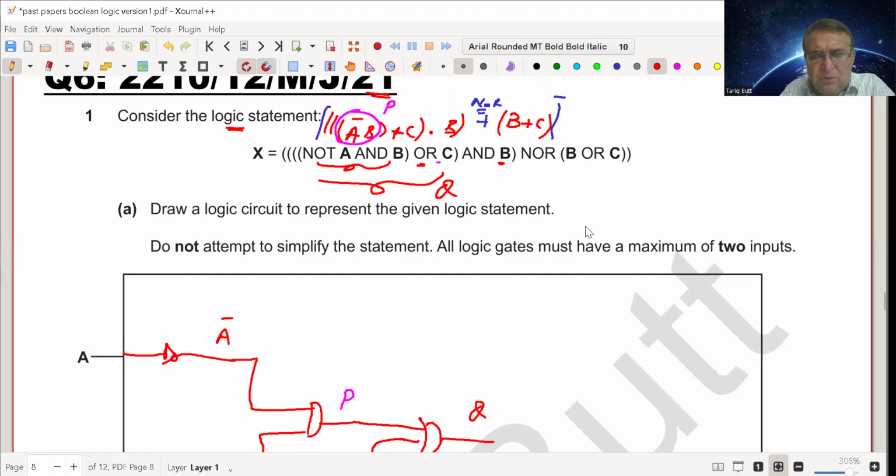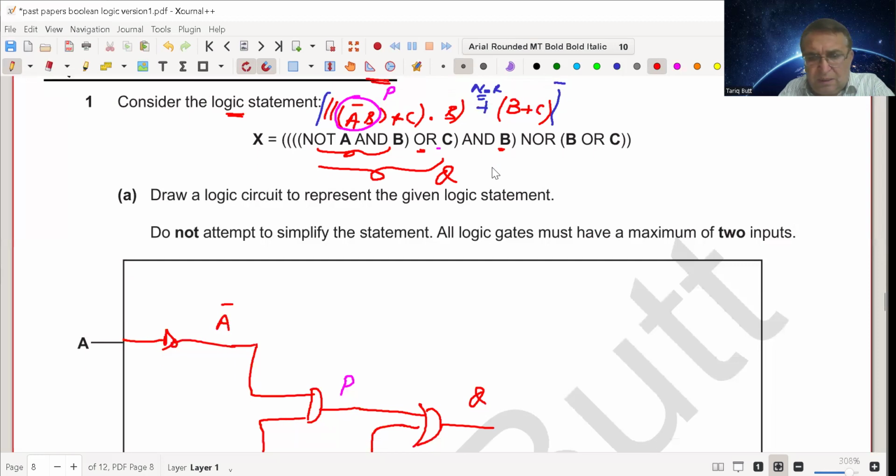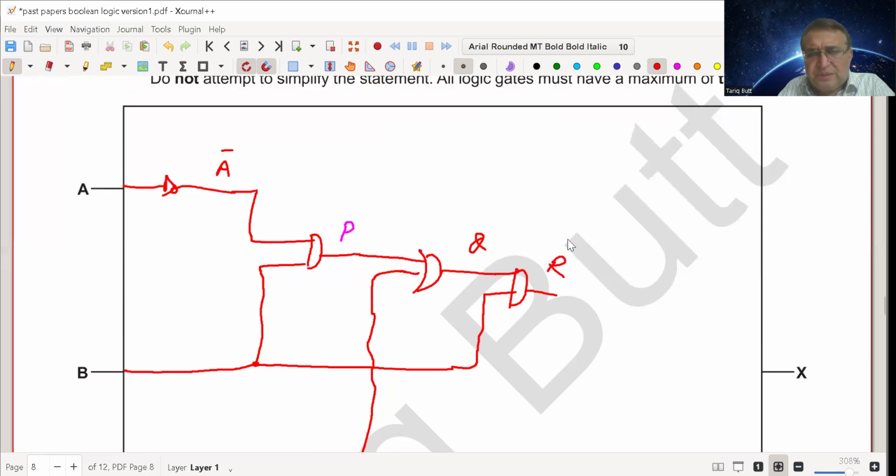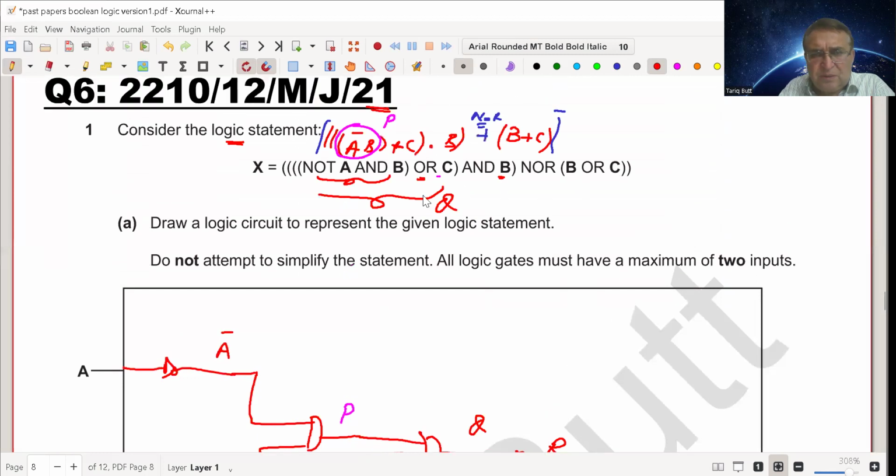So this is Q. And then AND all this with B. B is this. So AND with B. Let's say you call this R. Fine. So you had this complete expression till here as R.